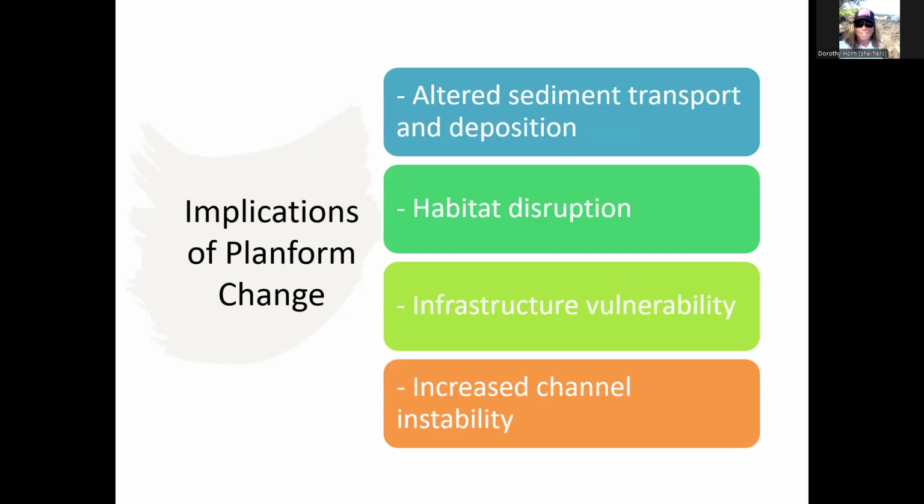And why does that matter? Well, if it changes how much sediment comes down, it can disrupt habitat. It can change the amount of sediment they need along a beach. You can cause floods, issues with infrastructure, right? And a lot of instability within that channel.